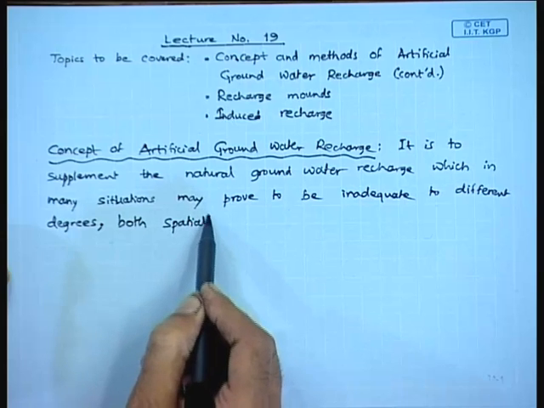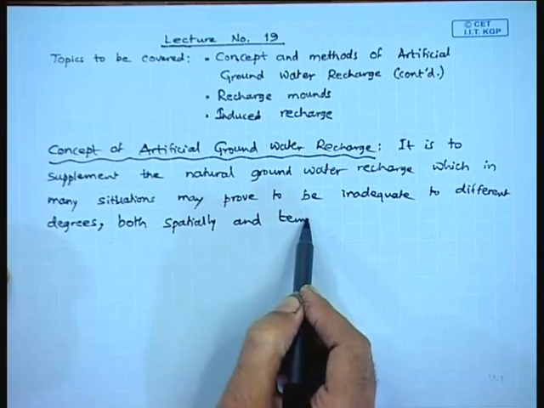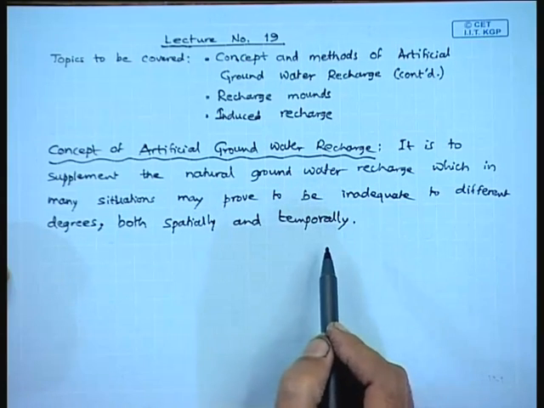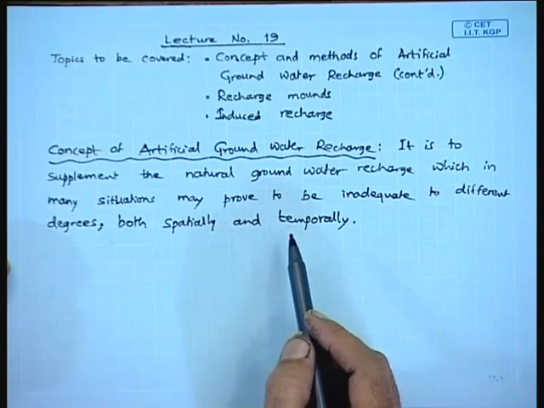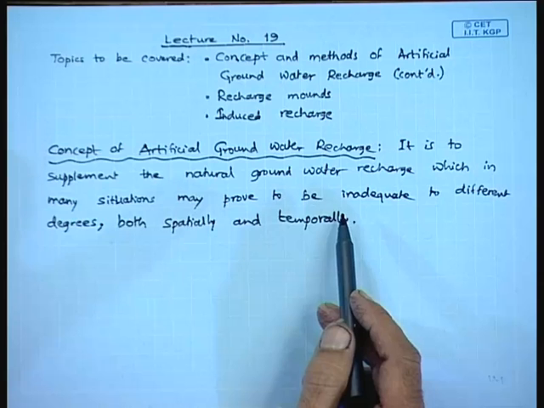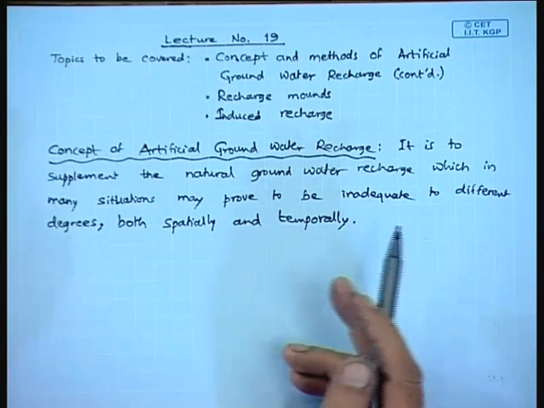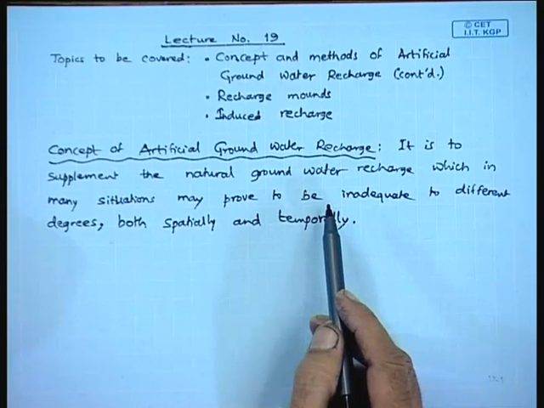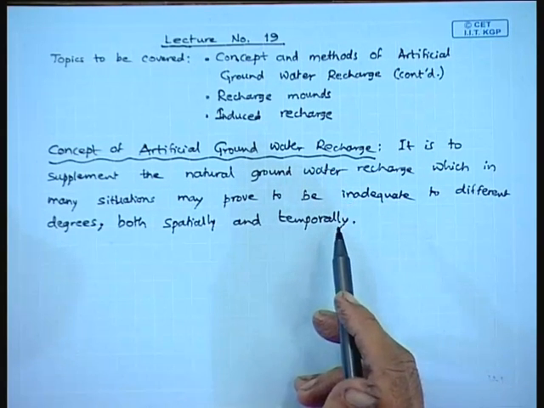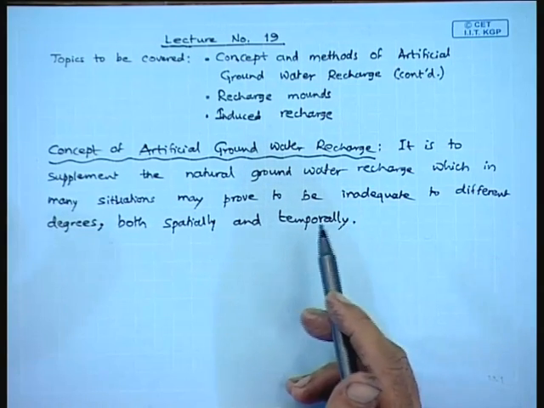Similarly, natural groundwater recharge is always inadequate in different degrees, both spatially and temporally. That means both space wise as well as time wise, it may prove to be inadequate. It may be slightly inadequate, significantly inadequate, or totally inadequate. It all depends upon the actual situation. Common sense says that in areas where there is water logging, that means excessive natural groundwater recharge, there is no question of the necessity of artificial groundwater recharge.